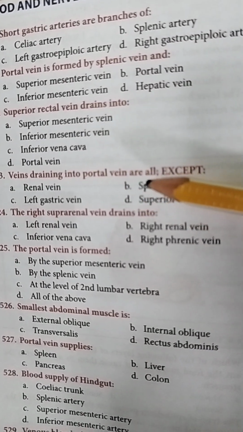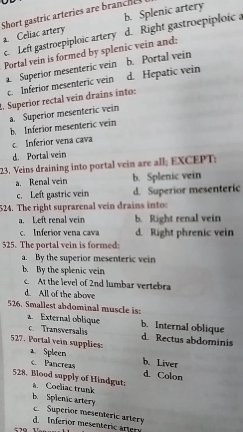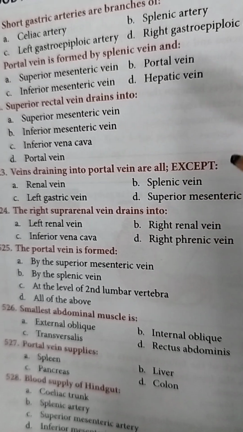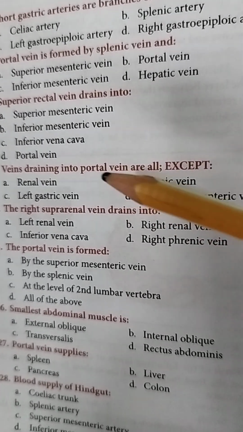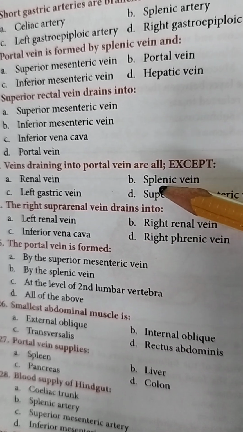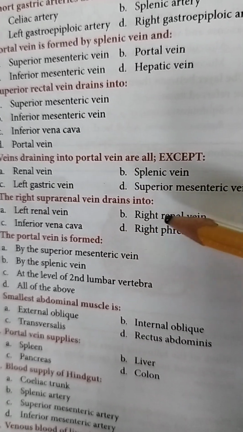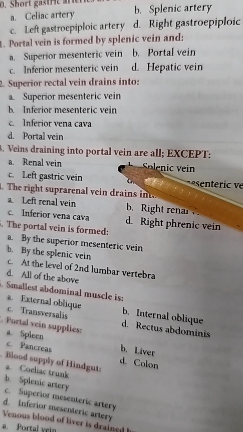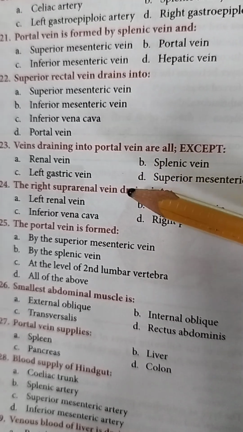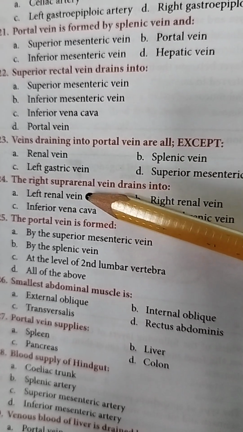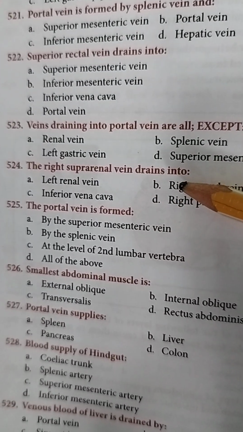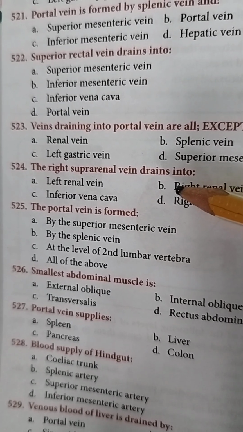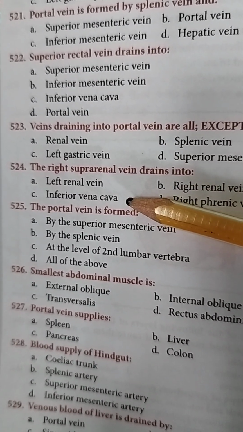Veins draining into portal vein are all except — কোনটা ছাড়া? রেনাল ভেন ছাড়া বাকি এই যে স্প্লেনিক ভেন, লেফট গ্যাস্ট্রিক ভেন, সুপিরিয়র মেসেন্ট্রিক ভেন, এরা সবাই কিন্তু ড্রেন করে পোর্টাল ভেনে। The right suprarenal vein drains into inferior vena cava.